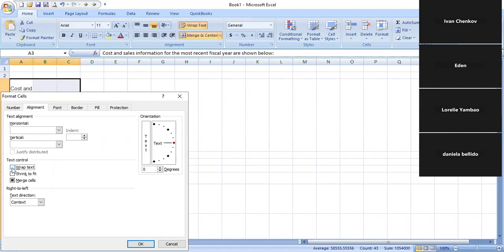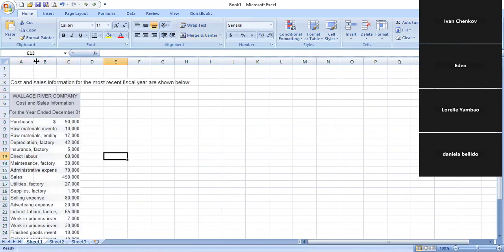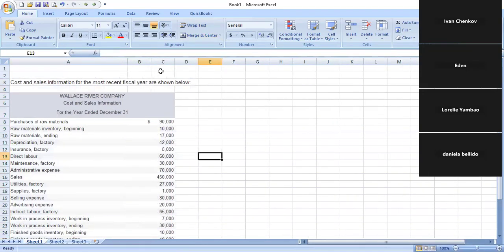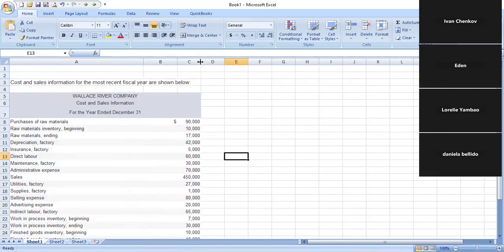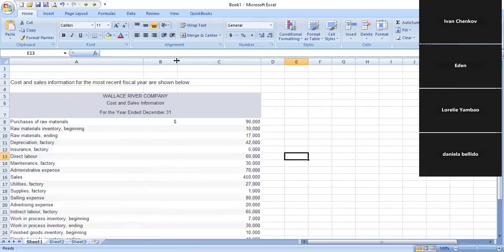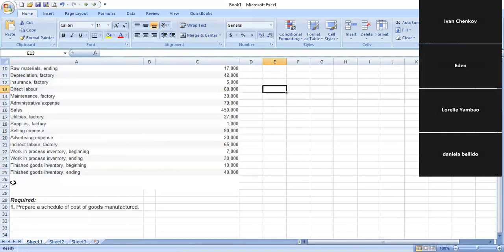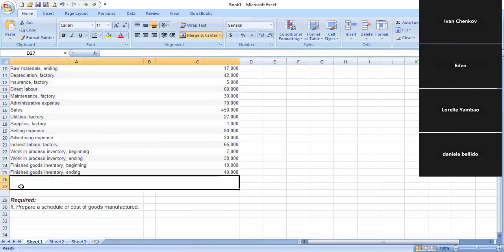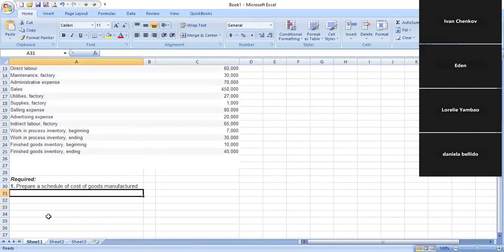The only thing you have to do is some alignments, so the alignments can be on the right track. Then you can expand this, and you're going to have all the information that you need on one single page. And the first thing that you are required to do is prepare a schedule of cost of goods manufactured.